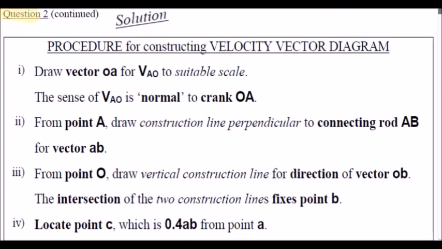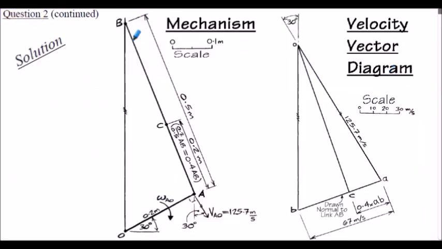Question 2, solution, continued. Here's a generic overview of the procedure for constructing the velocity vector diagram. I'll let you review this at your own pace, but the following slides will show you the process through the solution. Just notice in this question again that the point C is actually not midway between A and B. It's actually 0.4 of the length of AB from point A. So question 2, solution continued.